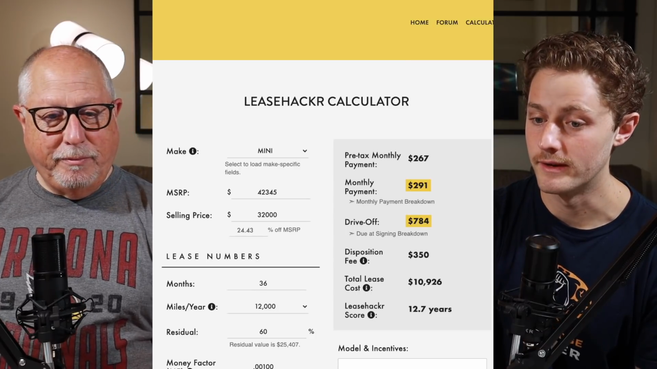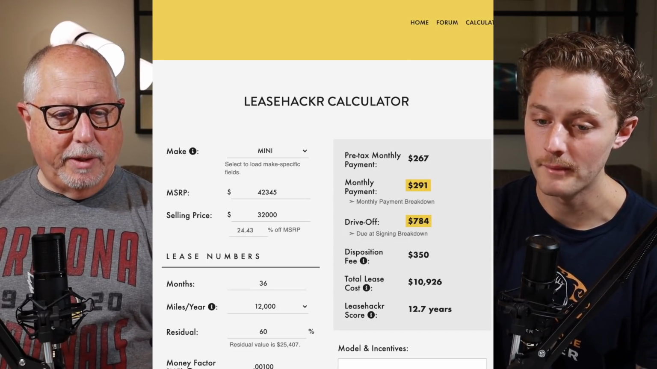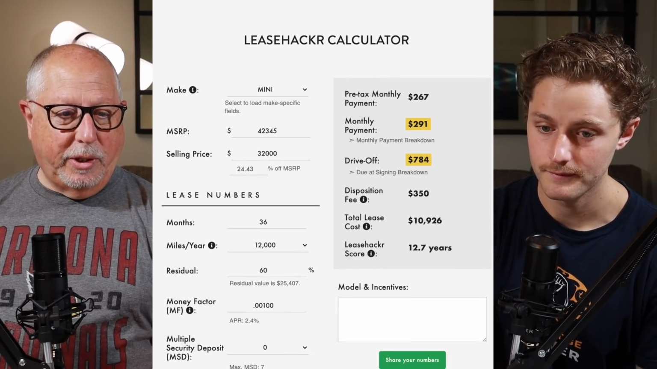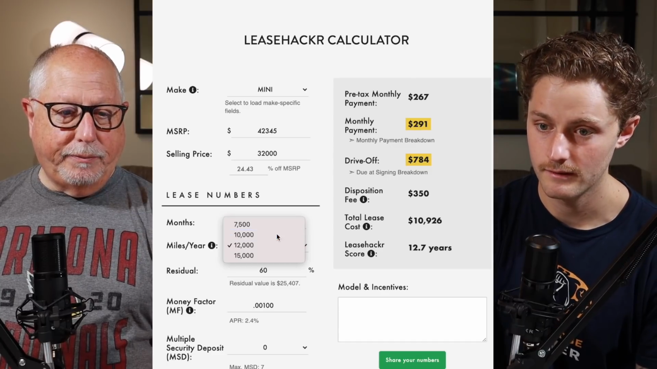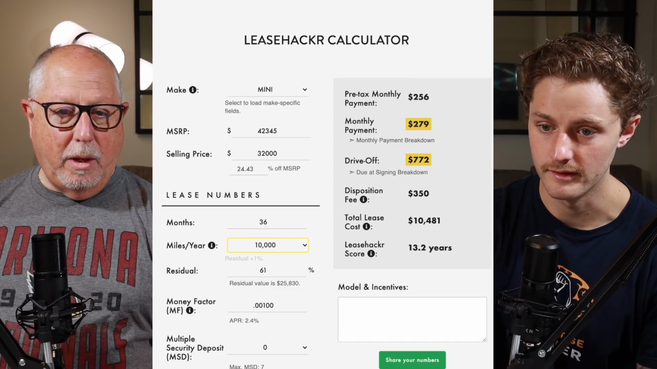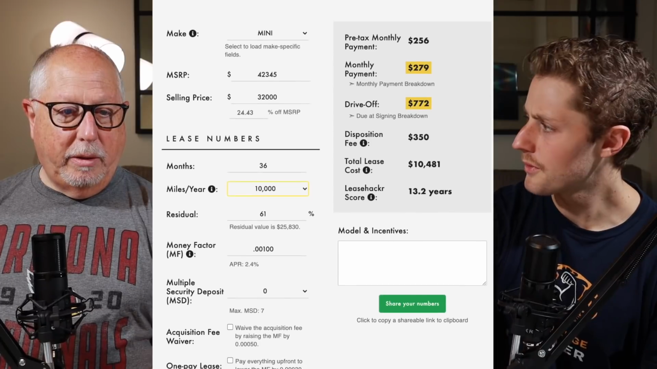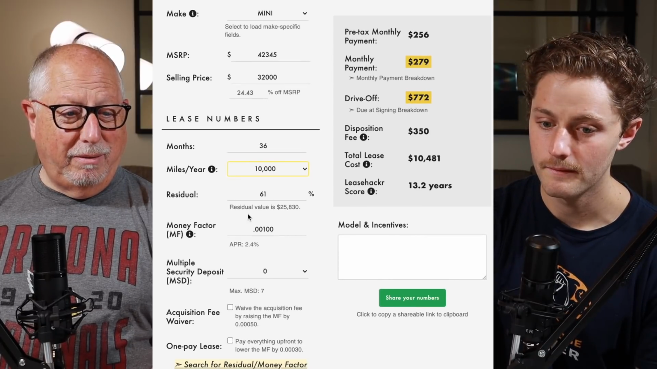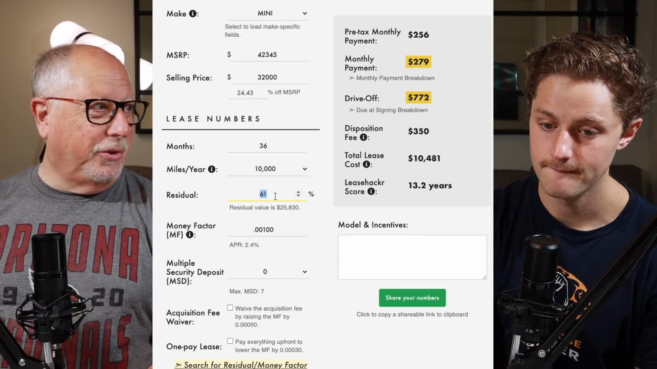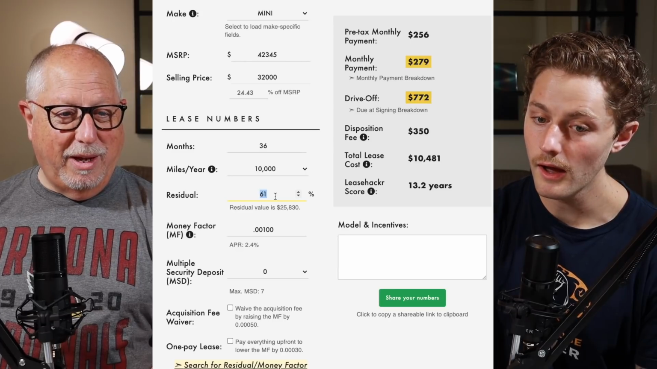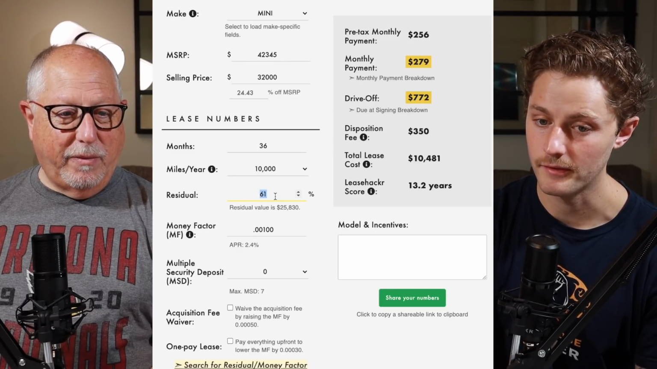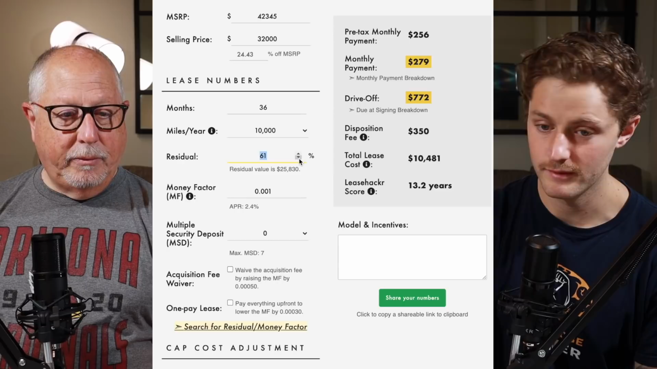And you can see over here on the right, it's going to update. How many months did you lease for? I did 36 months, 10,000 miles. Again, you can see these update. Residual value. Did they ask for a state? Yes, down at the bottom, because that's going to impact everything. They just asked about tax-related things. So we're going to go with 60. Let's go with 61%.